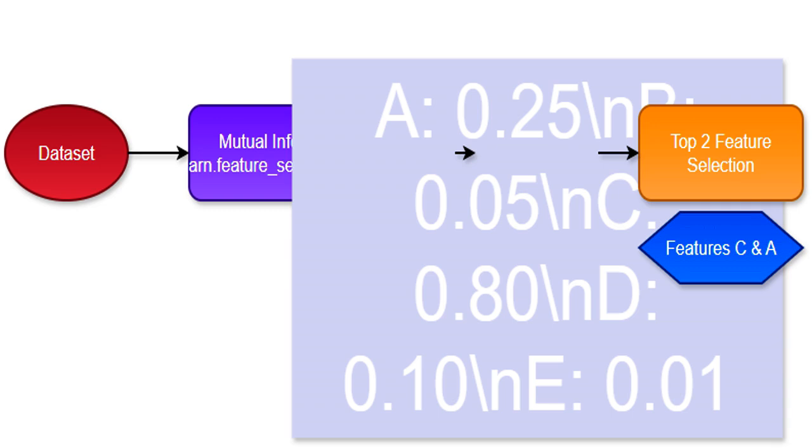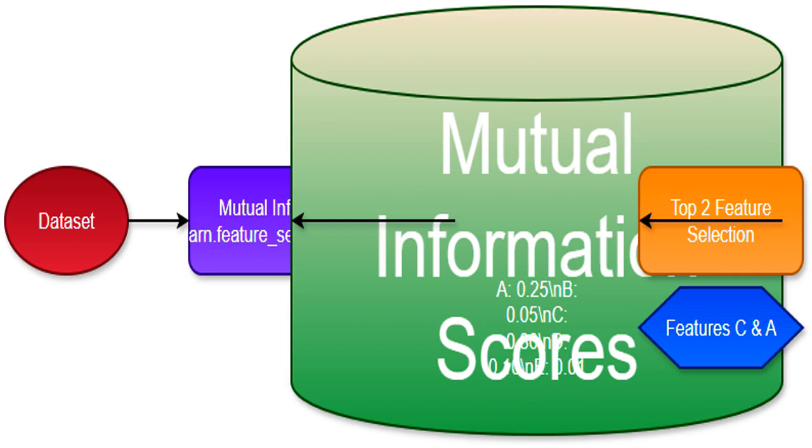Think of it like this. A higher score means that knowing the value of that feature helps you guess the target value much better. Based on the mutual information scores, I need to pick the top 2 features. This means I will choose the features with the highest 2 scores because these features will be most helpful to predict the target variable.